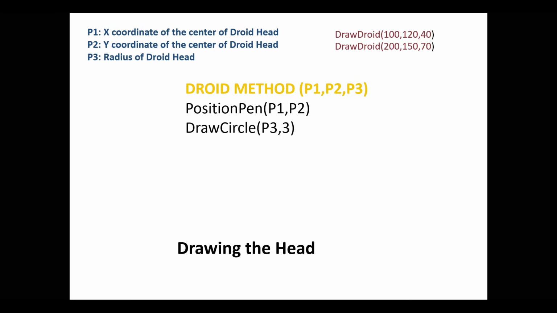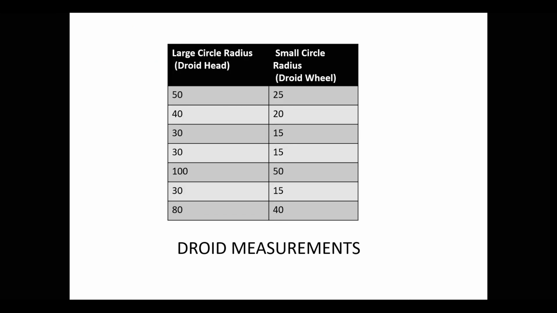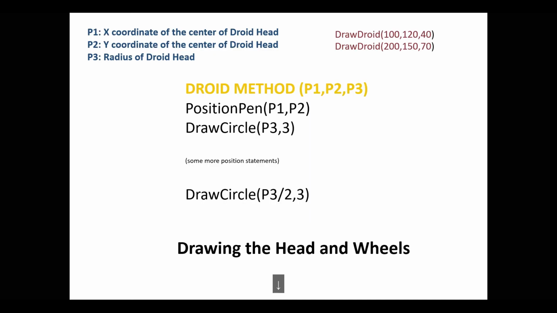Let's move to another part of the droid, its wheels, because it is also circular. If we analyze the relationship between the droid's head and its wheels, we notice these are the values of the head of the different droids we know about, and these are the radius values of the wheels. Looking here, we see a pattern that the wheel is 1/2 the radius of the head. Therefore, we do not need an extra piece of information in order to draw the wheel. We know its radius is 1/2 of the radius of the head.